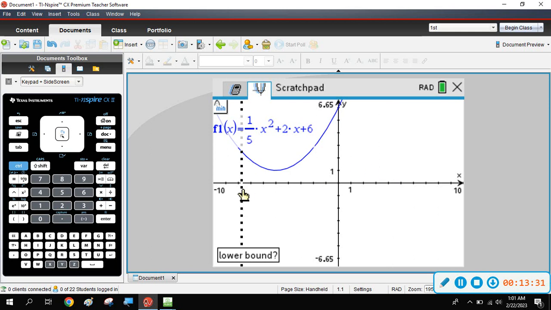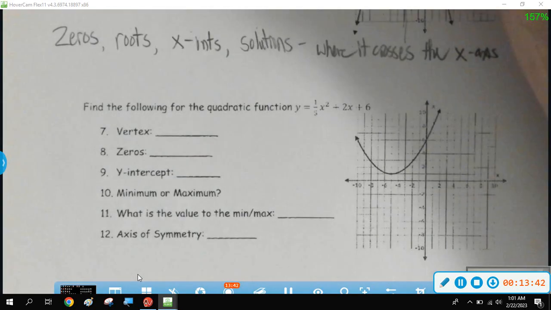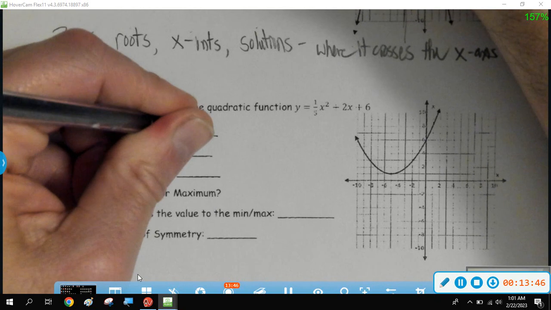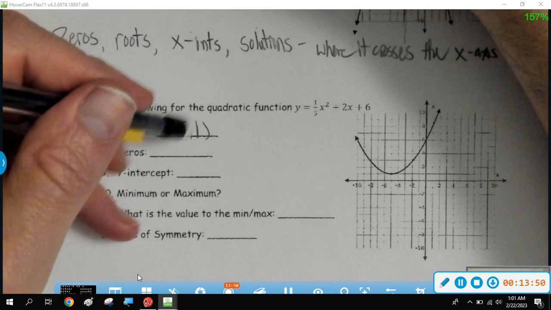Now I have a lower bound. I'll come to the left of the vertex. Upper bound, I'll come to the right of the vertex. It's telling me that it is -5, 1. So we'll go ahead and write that in. So that's -5, 1. There's my vertex. It's at -5, 1.